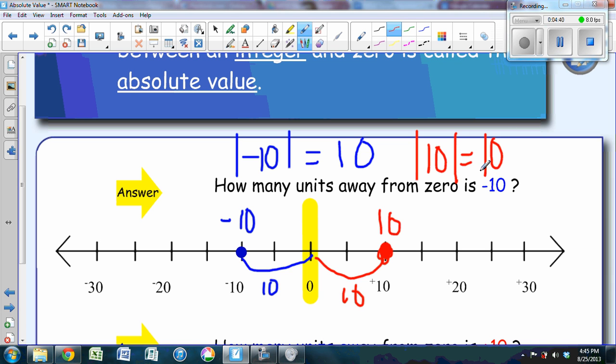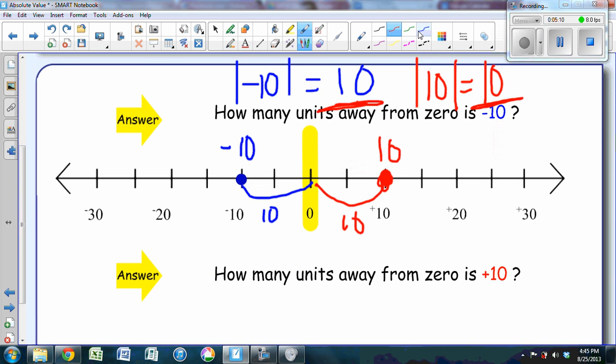Now, one of the common mistakes people make is to think that absolute value means you change the sign, which is what we did here, because we started with negative 10 and we changed it to a positive 10. But that's not really true, because if you start with a positive 10, the absolute value of that is still positive 10 because absolute value is distance and it's always positive. Notice this is positive and this is positive because distance is always positive.